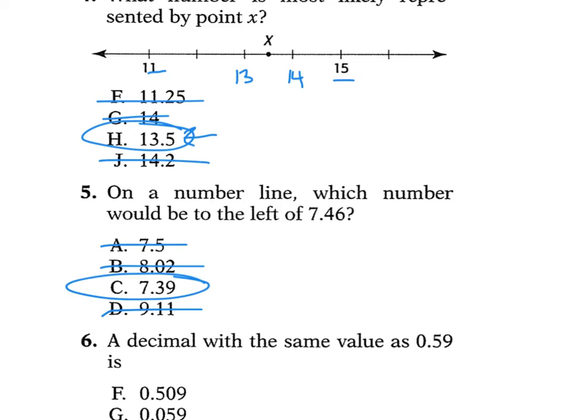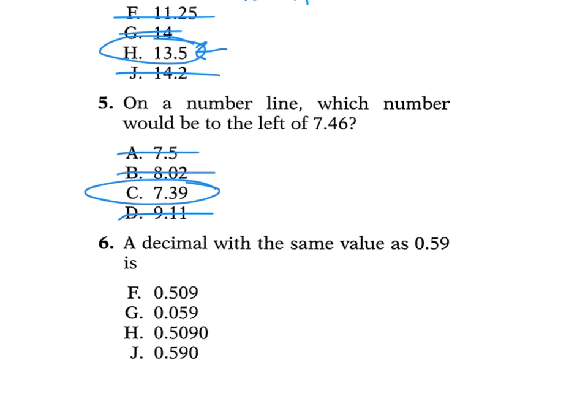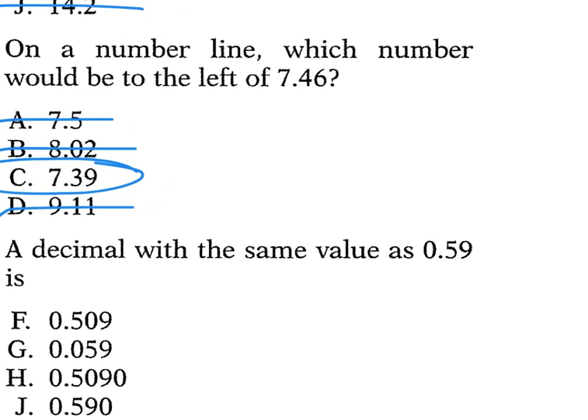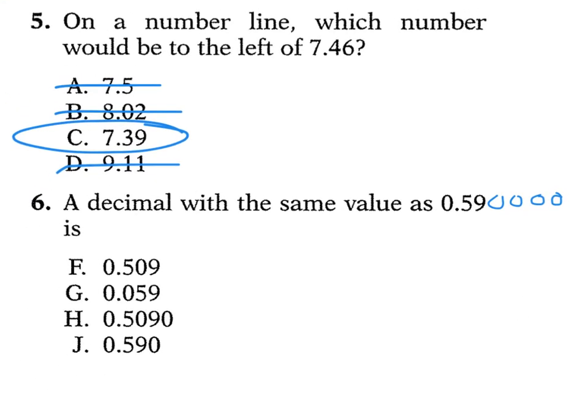Number 6, a decimal with the same value as 59 hundredths. In order to make this the same value, we can add as many zeros after it as we want, but we can't add them in between what we already have. So here, it added a 0 in between the 5 and 9. That's not the same. It added a 0 in front of the 5, so that's not the same. Here again, not the same. So our only one that's the same is J.